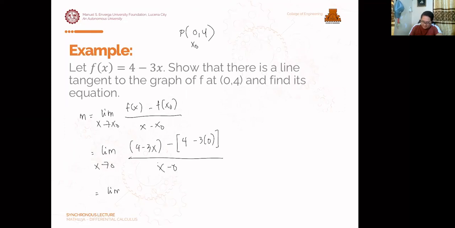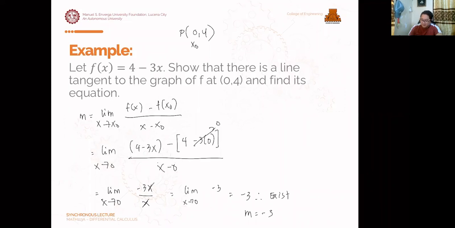Simplify, we have the limit as x approaches 0. So this will be 4 minus 3x minus 4. This will be 0 na, no? Tapos 4 minus 4 will be 0, so matitira negative 3x over x. Okay? And pag kinancel out natin, that will be the limit of negative 3 as x approaches 0. And by limit theorem, limit of a constant is the constant itself, negative 3. Therefore, nag-exist yung slope natin o yung line natin, which is m is equal to negative 3.